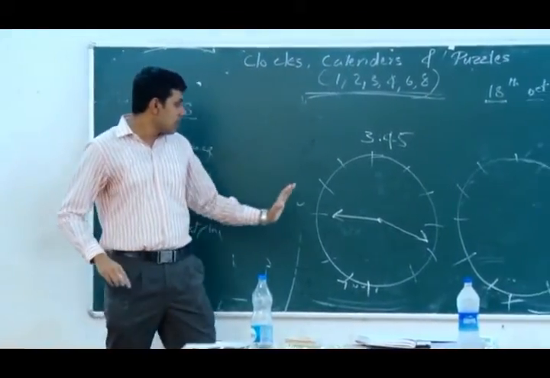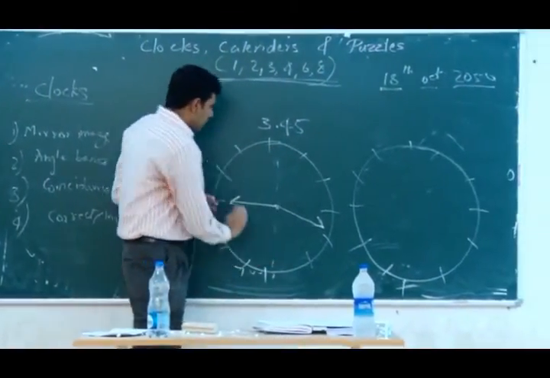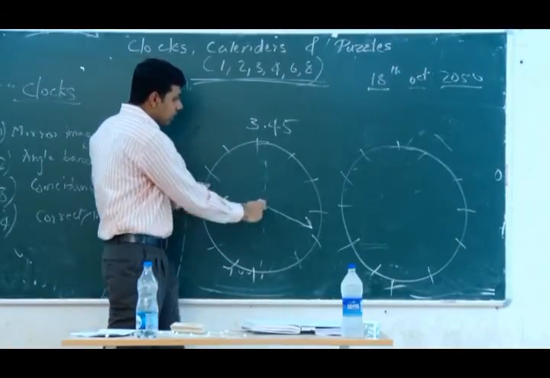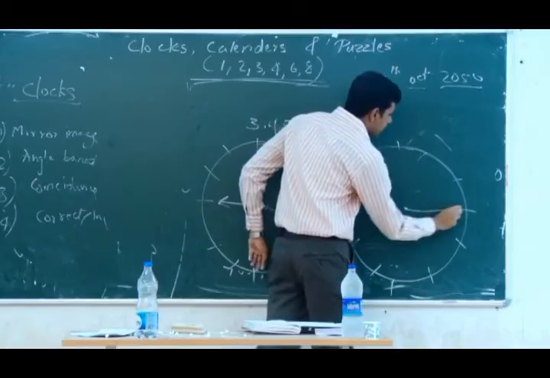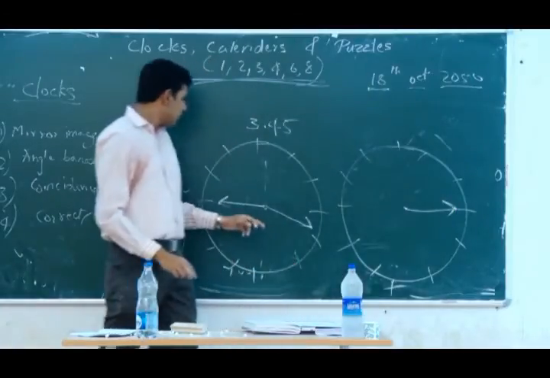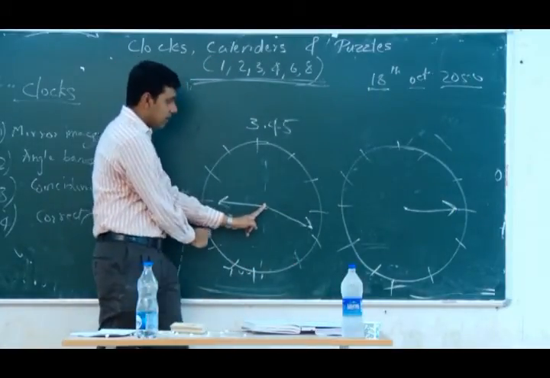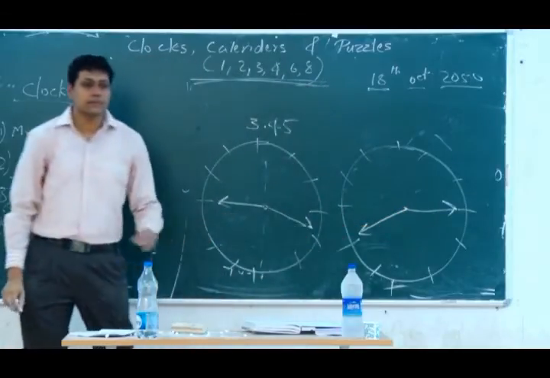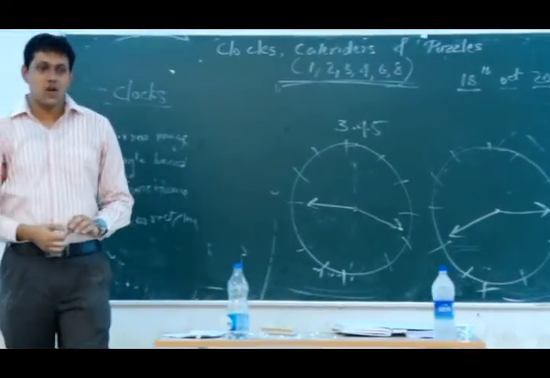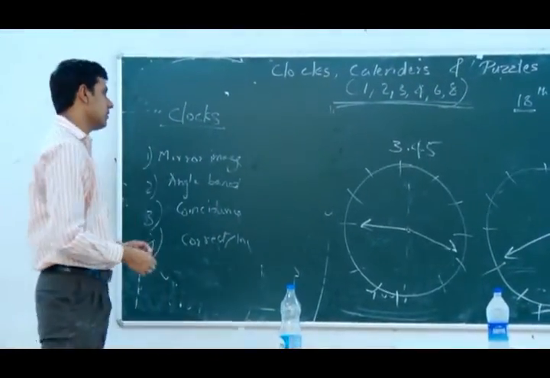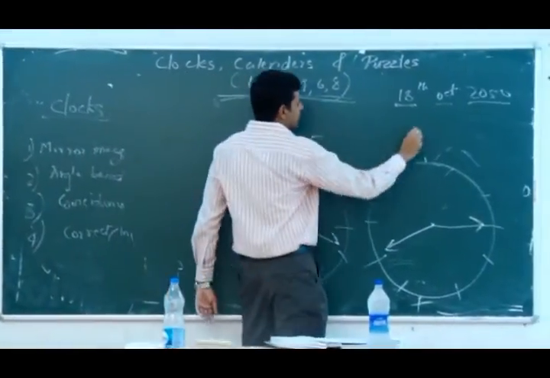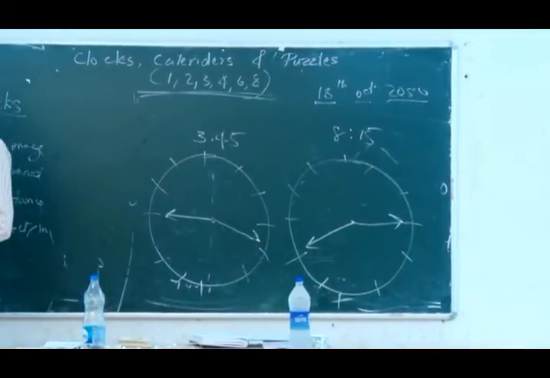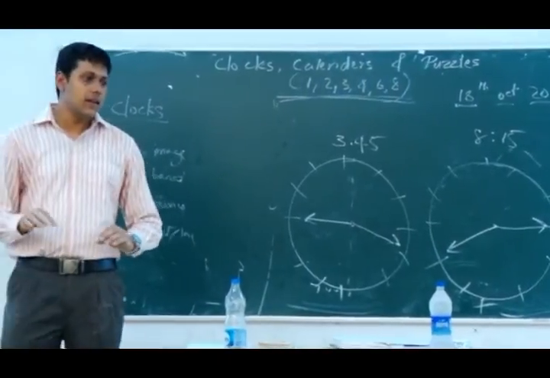Now the mirror image is the exact opposite of this. So this hand will point towards this side, this hand will point here, and the hour hand will come to here. So what's the time? 8:50, not 9:15. 8:50 is the time. We need to visualize the clock and then convert it.